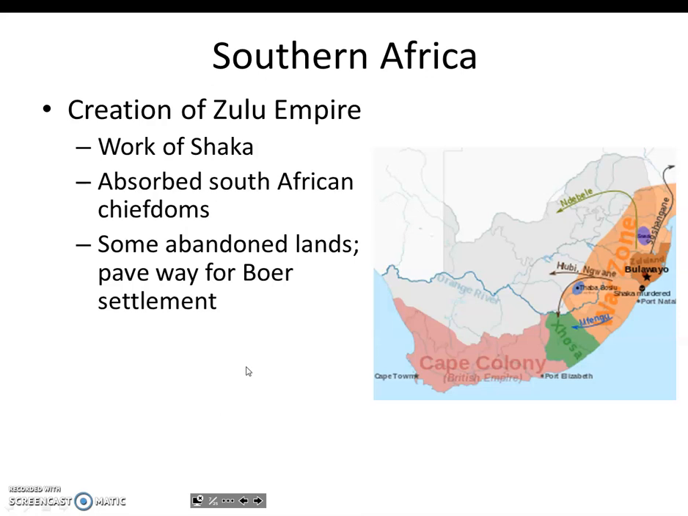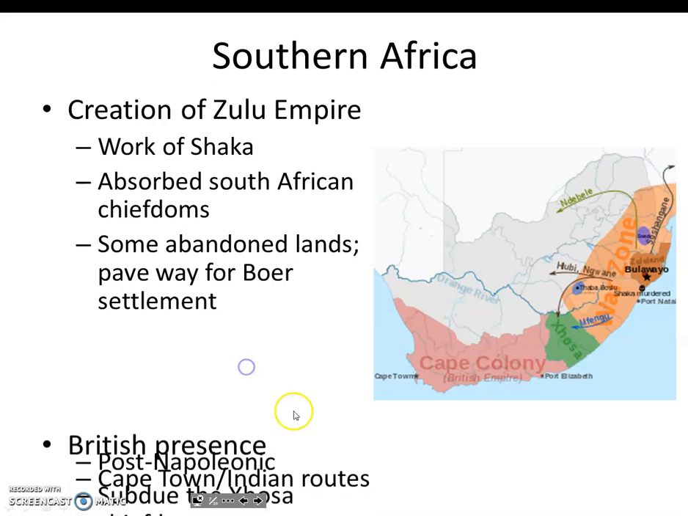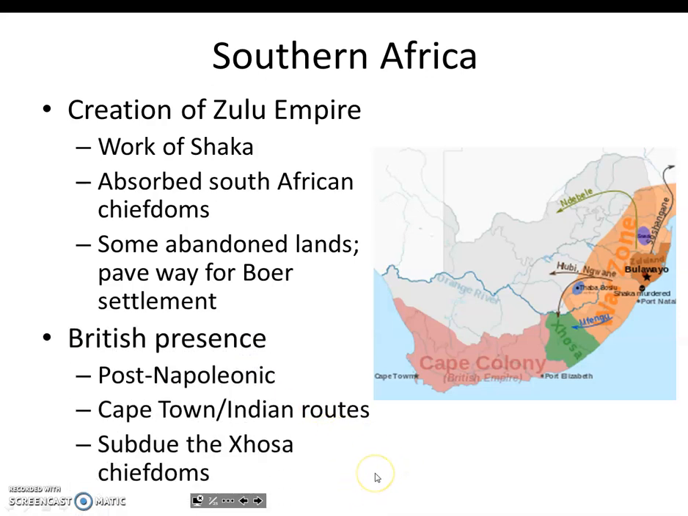Now, it was during this time that the descendants of mainly Dutch settlers known as Boers moved into these newly unoccupied territories, so there is a Dutch presence. Now, the British presence in southern Africa was relatively new, because they had only recently acquired Cape Town from the Dutch after the Napoleonic Wars.